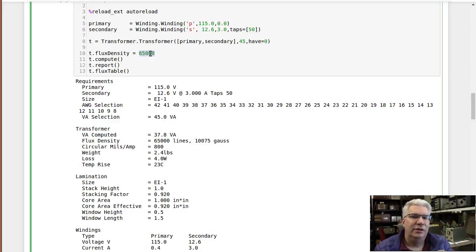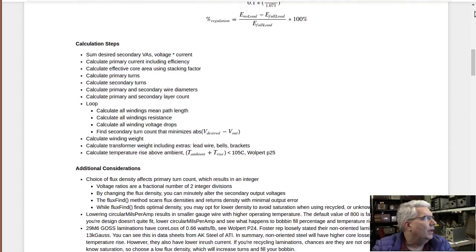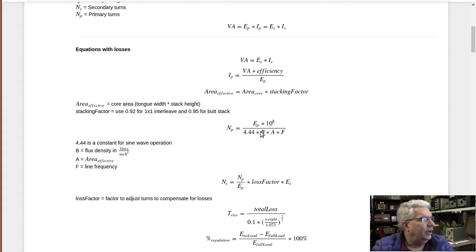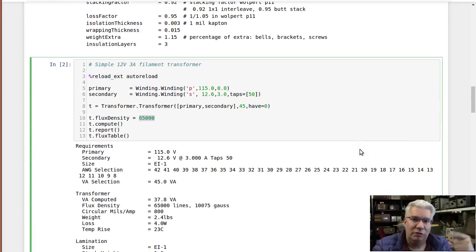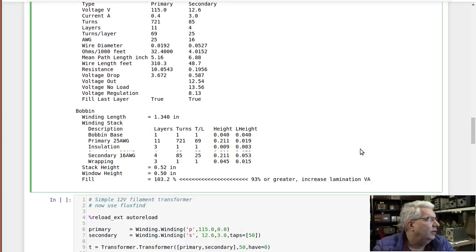If we decrease the flux density, well, let's look at the equation for flux density. It's up here. The number of turns here is the voltage. This is the constant. This is our primary voltage, and we have this constant here. The B is our flux density. A is the effective area. With this lamination, this value is fixed, as well as the frequency. So by changing the flux density, we can change the number of turns on the primary, which equates to changing the number of turns on the secondary. So if we want to decrease how many turns we put on there, we have to increase the flux density.